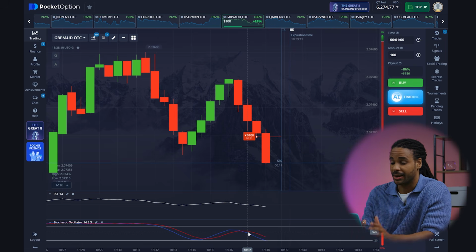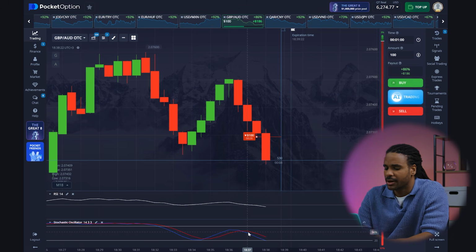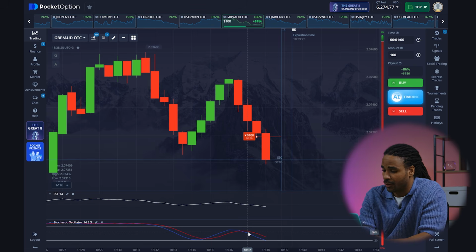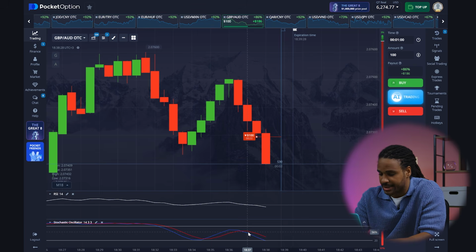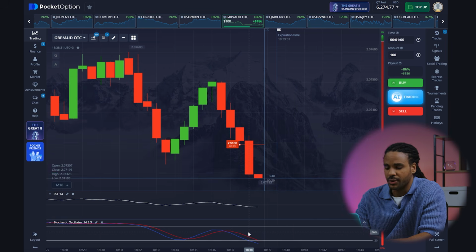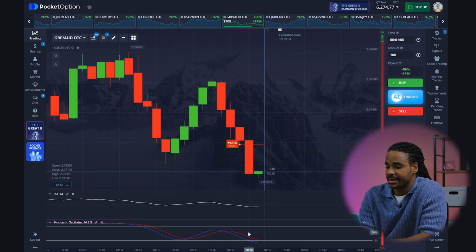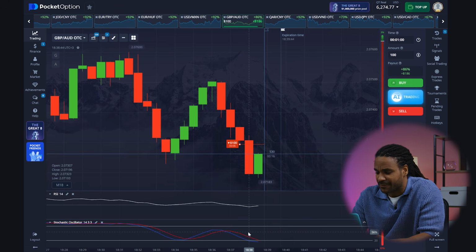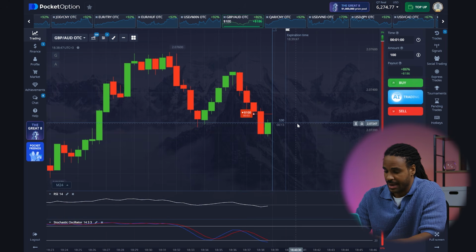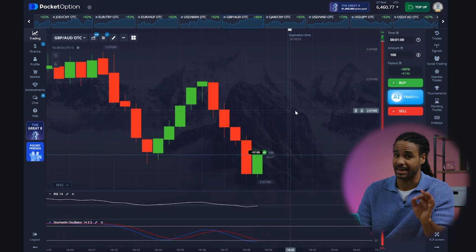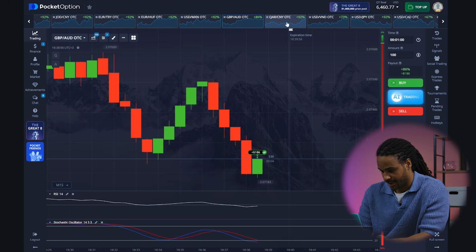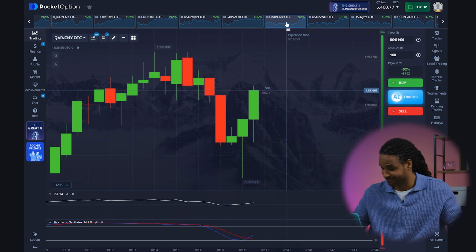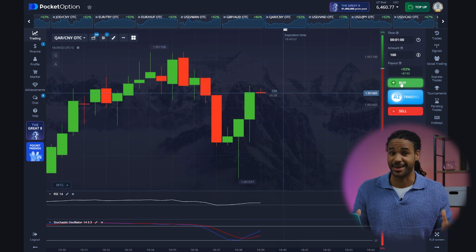RSI is calculated on closing prices. It incorporates closing values along with the number of upward and downward closes. You can also track divergences and overbought or oversold zones, but our focus is on the moment the line crosses the 50 level. In my experience, this works best on 30-second candles. The first trade closes in green. Let's look for another signal.